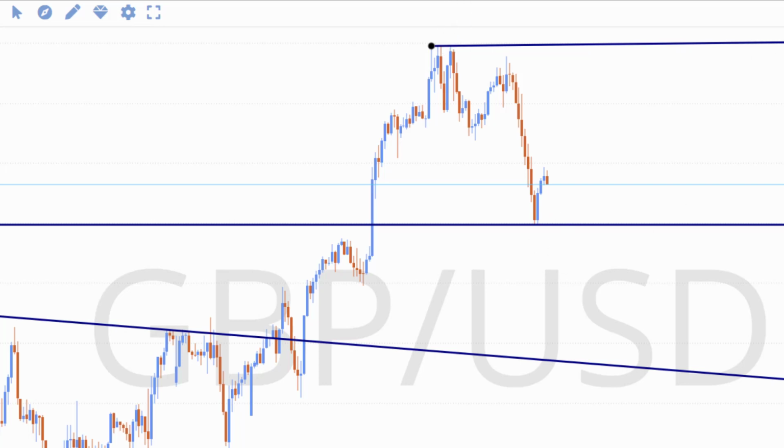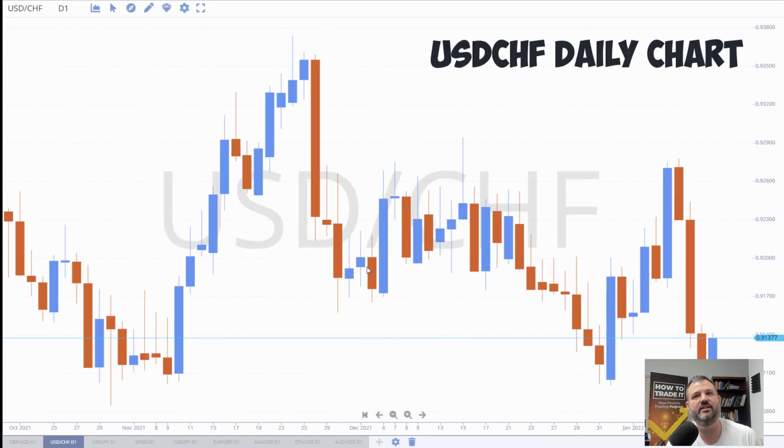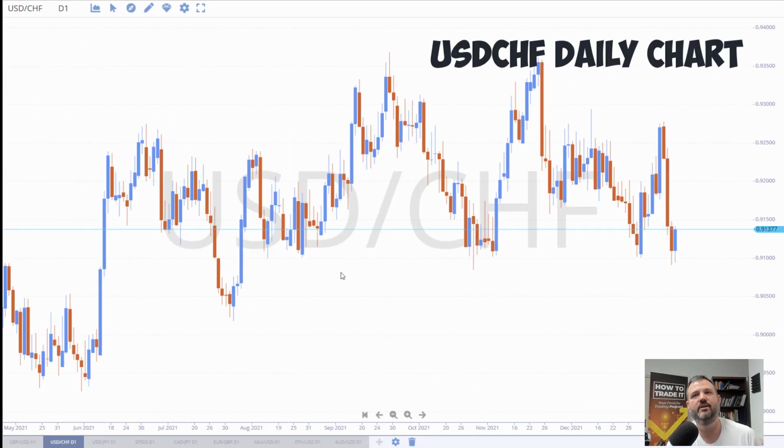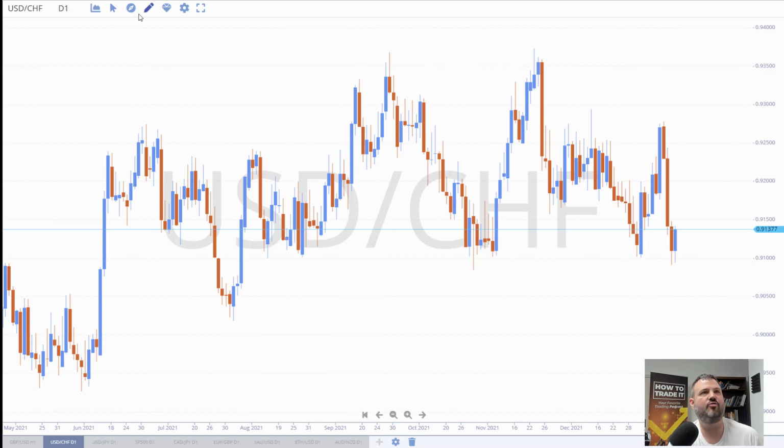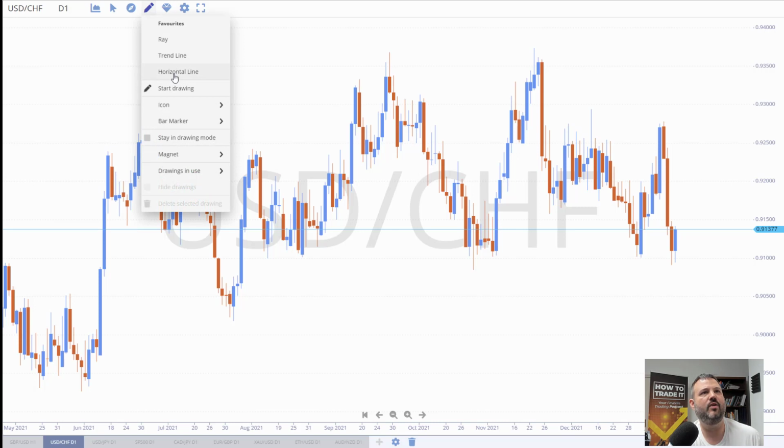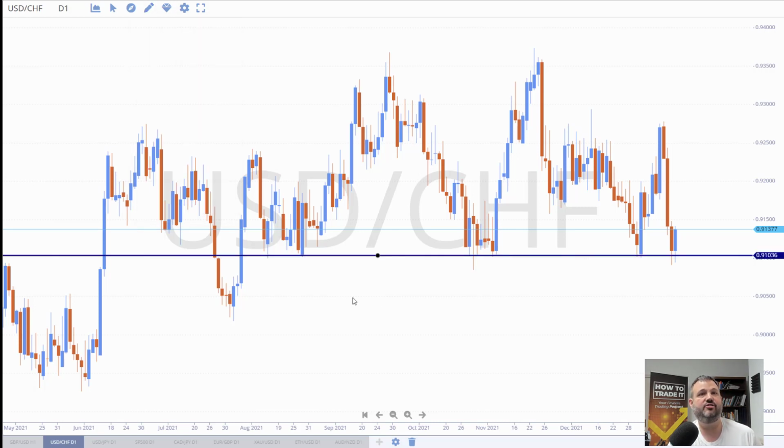All right, I didn't do a very good job on keeping it fast. Let's do it quicker on the USD Swiss. So USD Swiss, pretty simple, right? We have a very, very strong level right here, okay? Very strong. 1, 2, 3. We have a bounce. If we can get any bullish momentum, let's just draw a level right here.